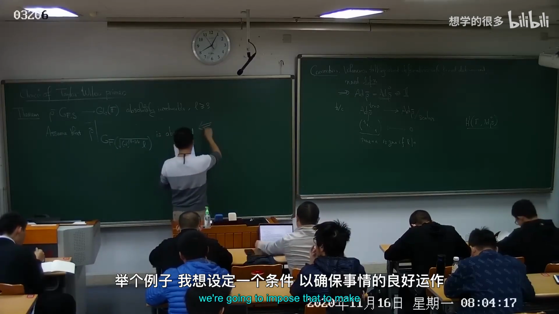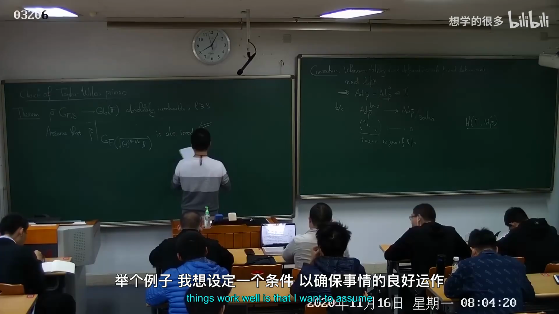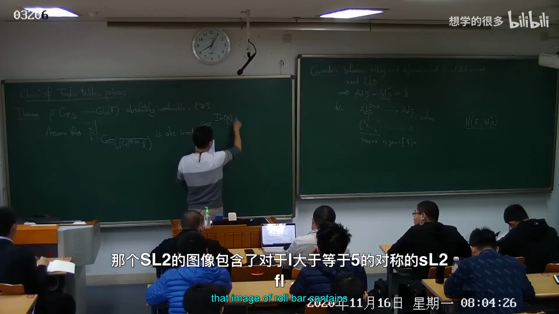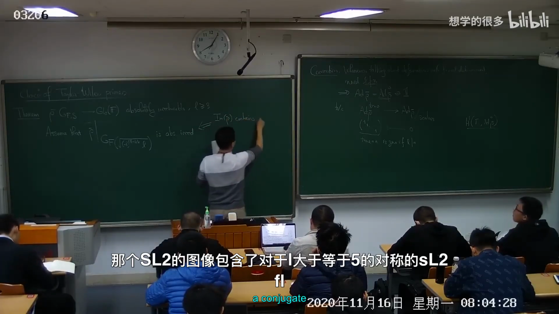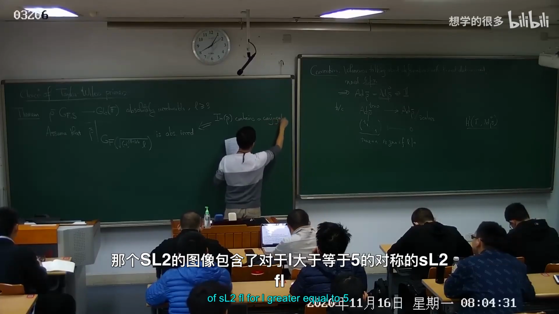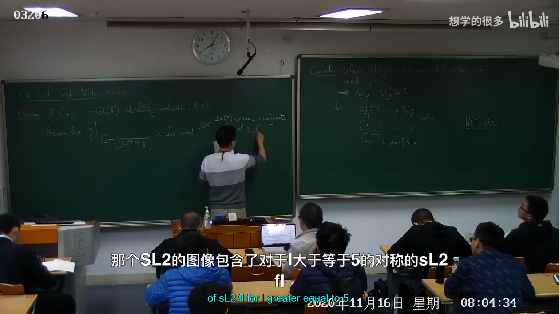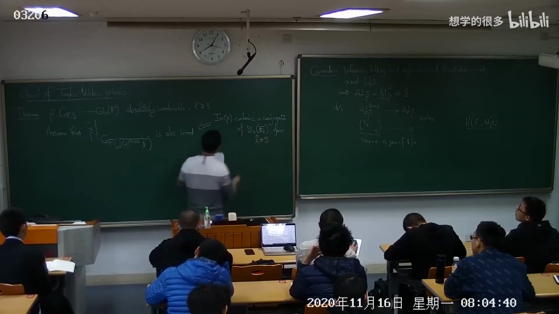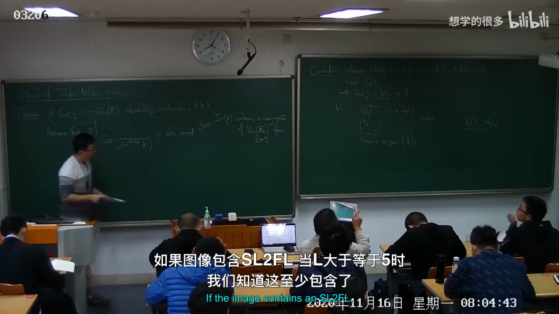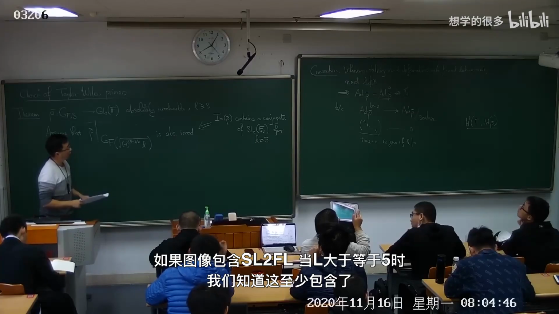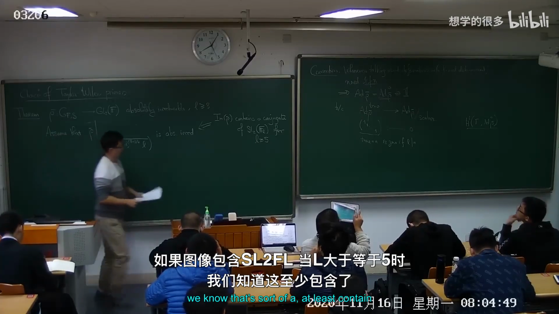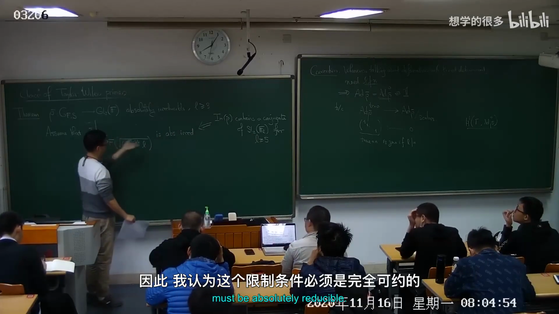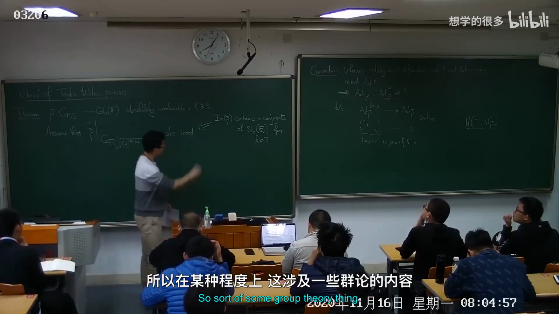one of the conditions we're going to impose today to make things work well is that I want to assume that the image of rho bar contains a conjugate of SL2(F_L) for L greater than or equal to 5. If the image contains an SL2(F_L) for L greater than or equal to 5, we know it contains a large simple group. So therefore this restriction must be absolutely irreducible. This is some group theory.